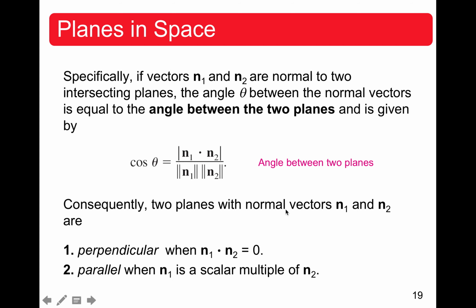We find that using the cosine of the angle, which is going to be the absolute value of the dot product of the 2 normal vectors, divided by the product of the magnitudes of each normal vector. So knowing that, if we take the dot product and it equals 0, that means that they're perpendicular, and they're going to be parallel when one of the normal vectors is a scalar multiple of the other.